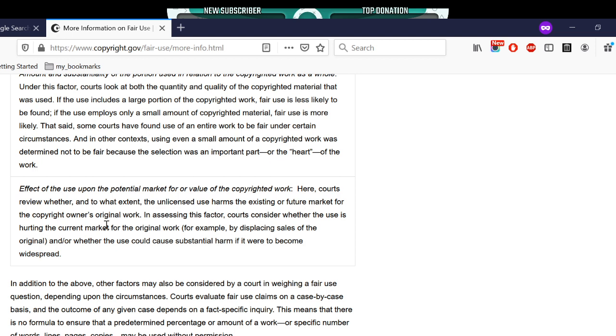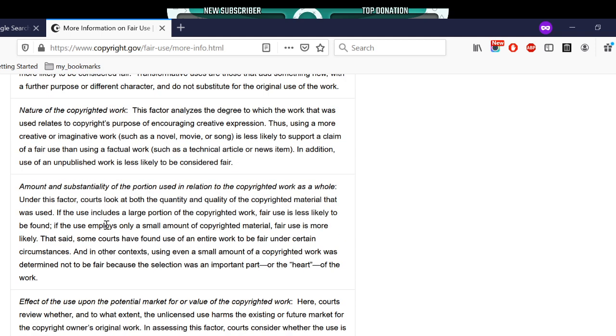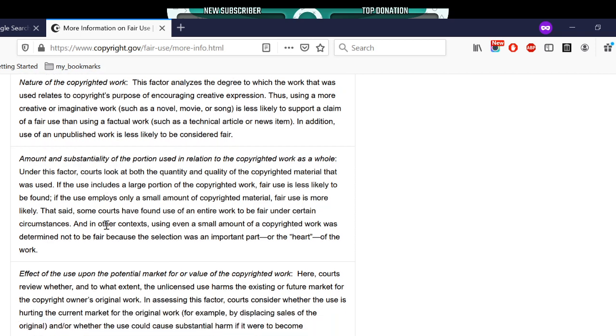There are some other protections, especially for libraries and memory institutions, as far as copyrighted materials go. But so that gives me a little glimmer of hope. So it seems like there are pros and cons in this fair use statute for myself.